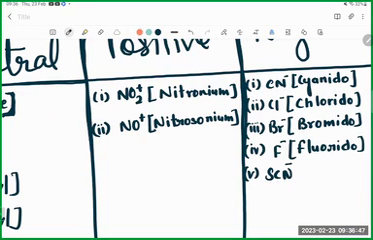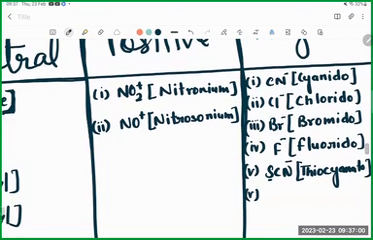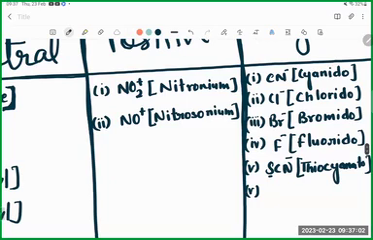Then SCN minus, basically thiocyanate. For sulfur we use the word thio, and CN is cyano, so cyanato, thiocyanate. Is it clear? Please confirm. Yes, ma'am. CH3COO minus is acetato.